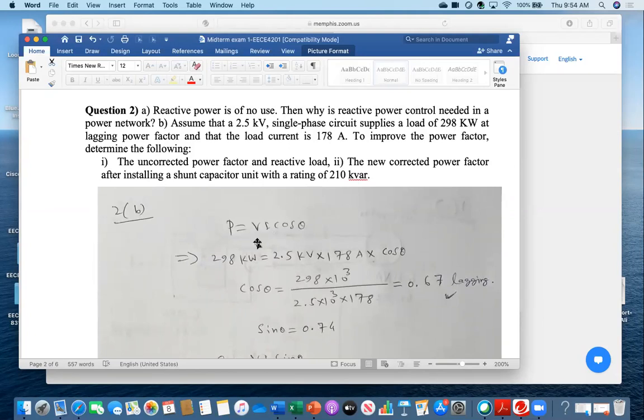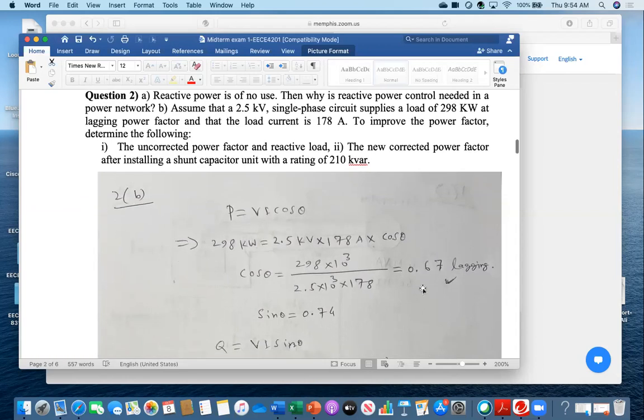So first I am writing P equal to VI cosine theta. This is a single phase system, and you plug in all the numbers, voltage, current, but keep in mind the voltage is in kV, 2.5 kV that I'm indicating, so that you don't assume that this is just volts. So therefore I got cosine theta approximately 0.67 lagging. So this is the first answer. What is the uncorrected power factor? Uncorrected means before installing the shunt capacitor. So that power factor is 0.67.